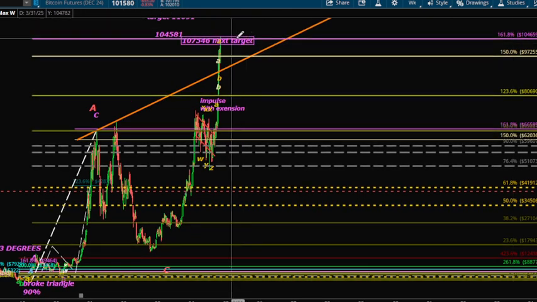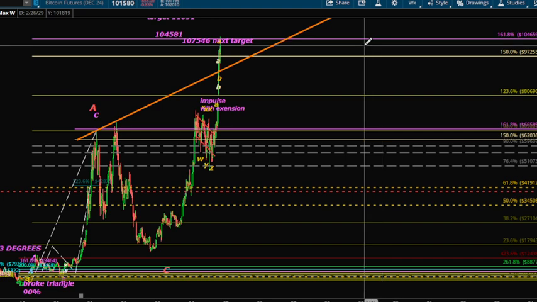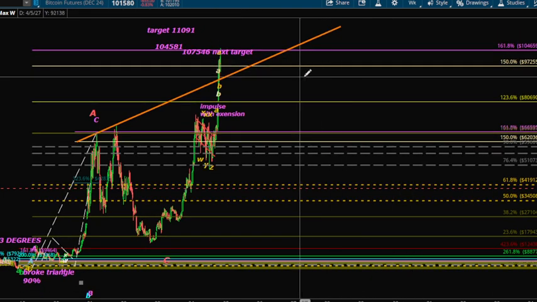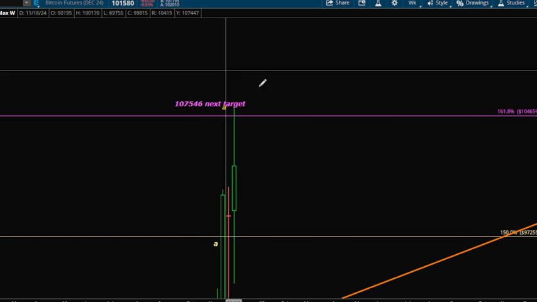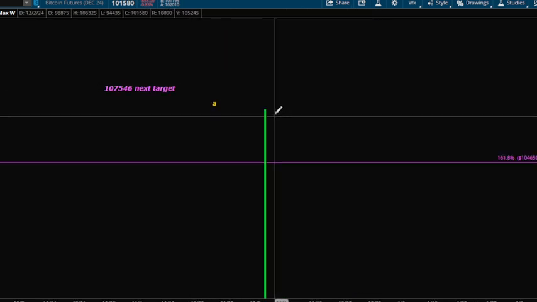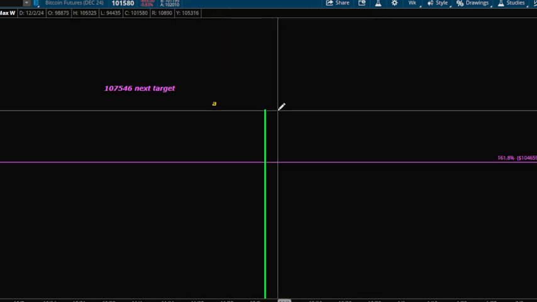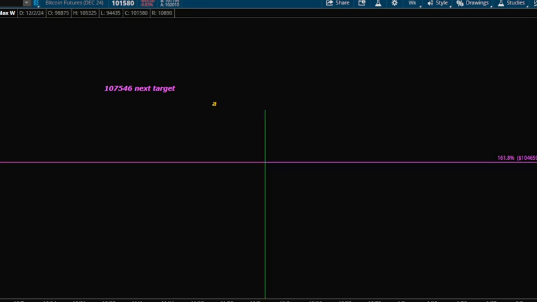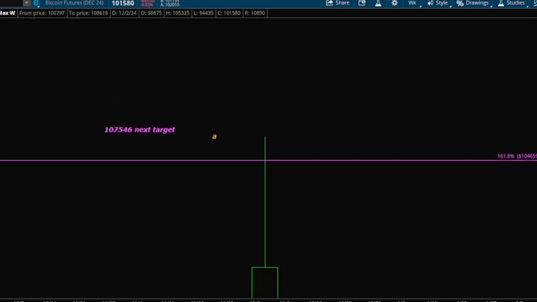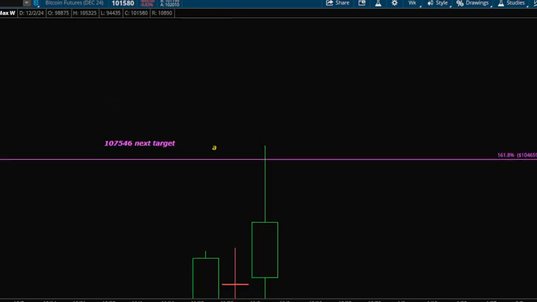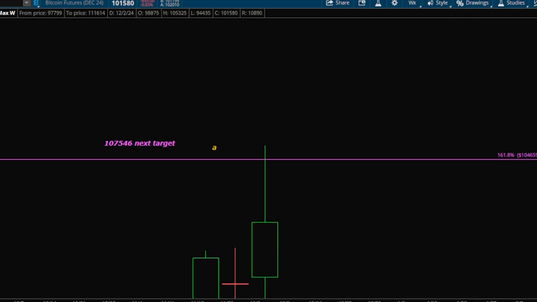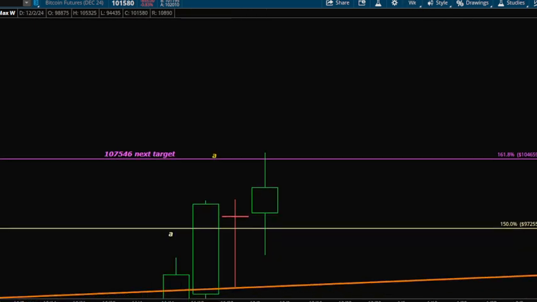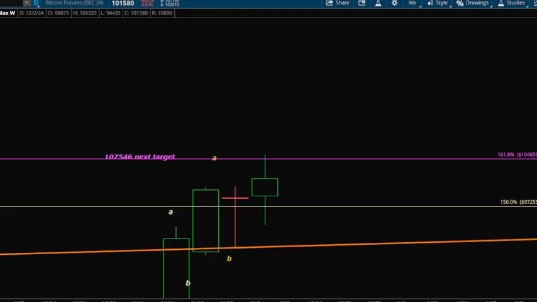All right, well, right now it's at the 161, which is 104.659. Let's see how close that came. You can see that's pretty close. So, I know I gave you some higher targets, but we have to take in consideration that we might be getting ready for a pullback.